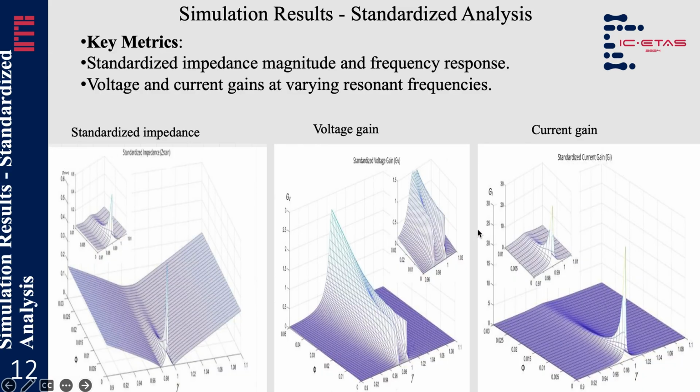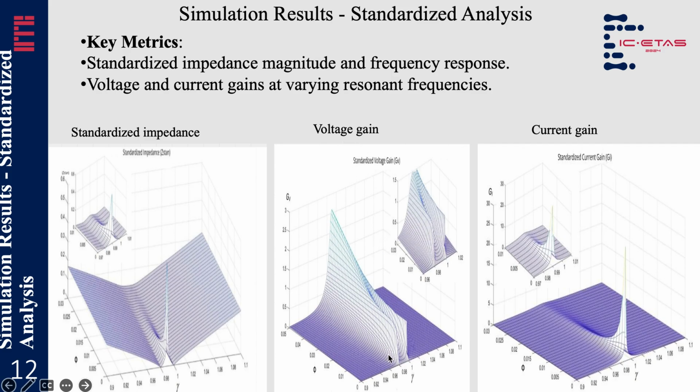Now here is the normalized result, standardization and normalization of the impedance using a statistical method. The standardized impedance magnitude and frequency response is given here as one of the key outputs, and then the voltage and current gains at various resonant frequencies are given. This first one is the standardized impedance output, a 3D measurement of the standardized impedance output.